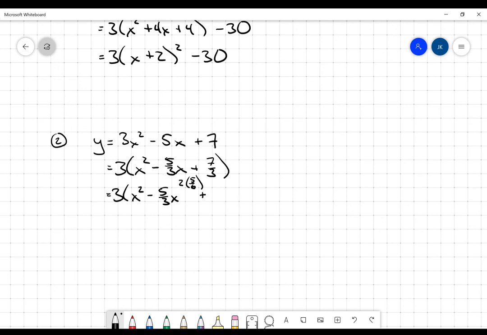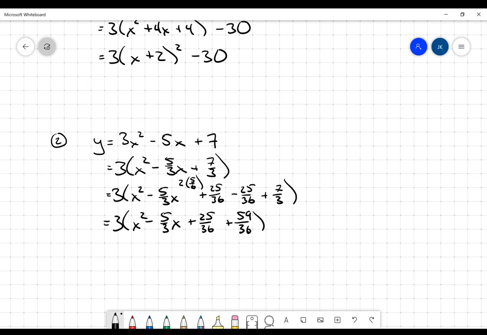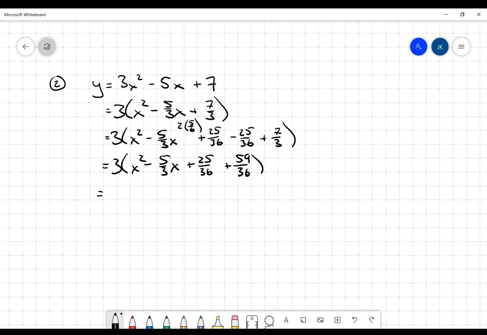And so what I'm going to do is add 5/6 squared. That's completing the square here, so 25 over 36, and I'm going to immediately subtract that. And then this is going to be plus 7 over 3 at the end there. Then I'm just simply going to combine, and I'm going to leave this 25 over 36 here because that's how I'm going to complete the square, but I'm going to put together this -25 over 36 plus 7 over 3. And it turns out that is going to get me 59 over 36. Okay, finding a common denominator.